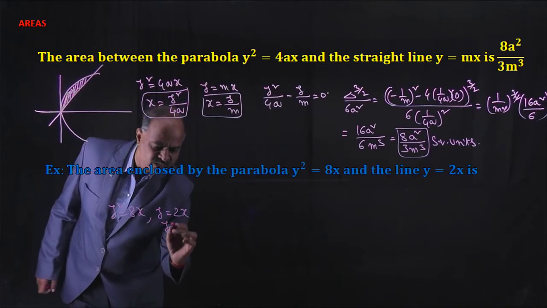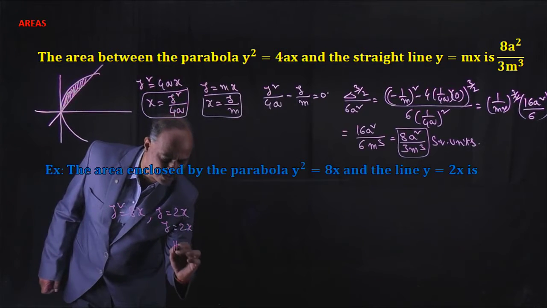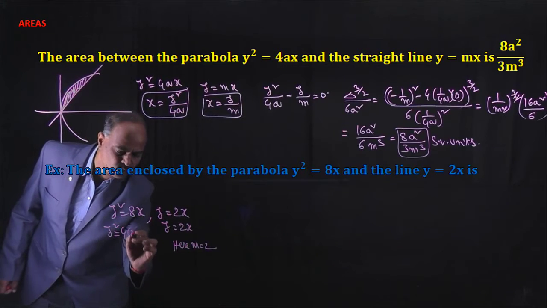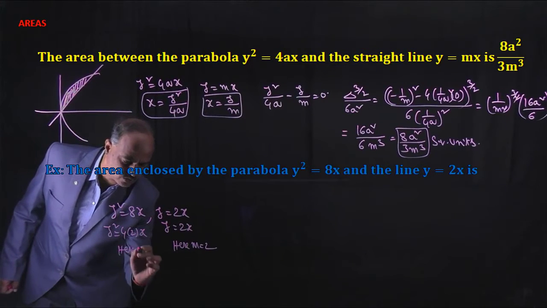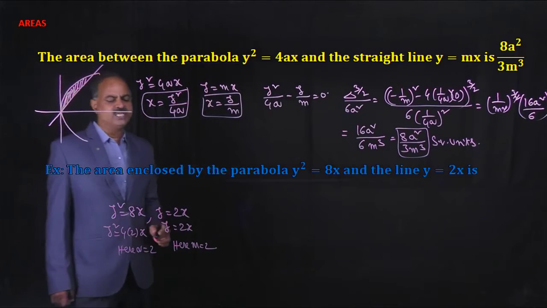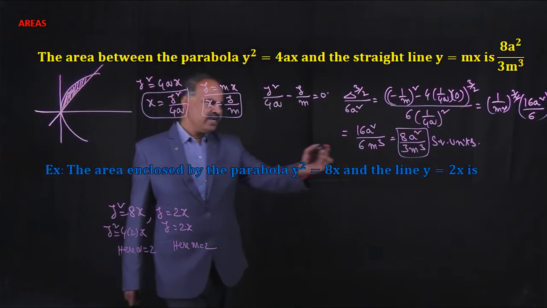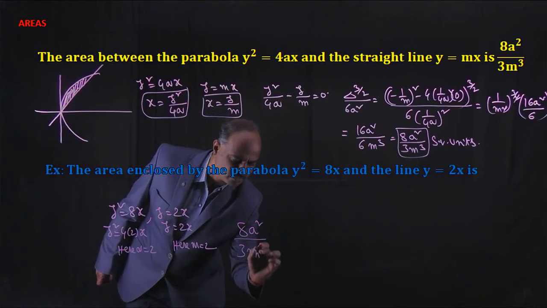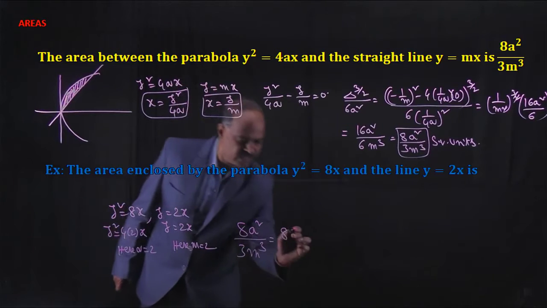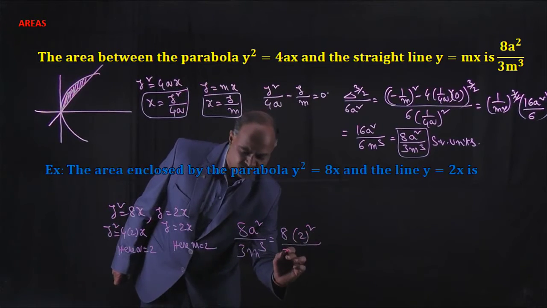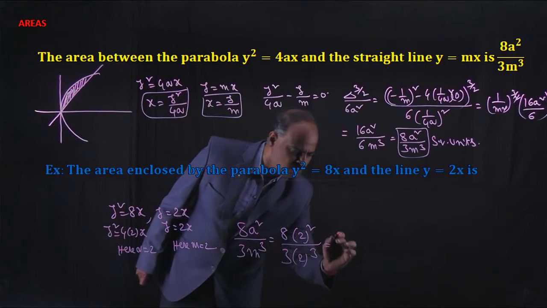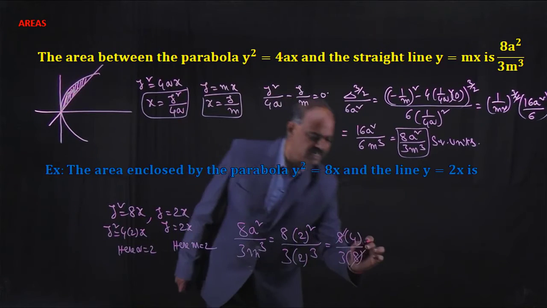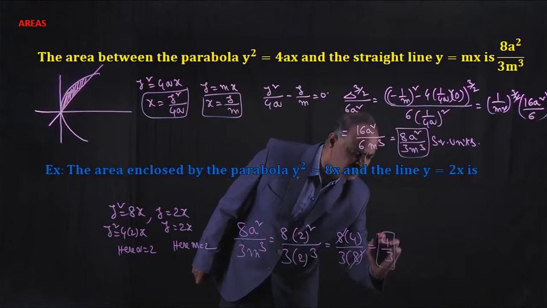So here y is equal to 2x, here m is equal to 2, and y square equal to 4 into 2 into x. So here a is equal to 2 and m is equal to 2. So the formula is 8a square by 3m cube. That is 8 into 2 whole square by 3 into 2 whole cube. So 8 into 4 by 3 into 8, this 8 and 8 get cancelled, that is equal to 4 by 3 square units.